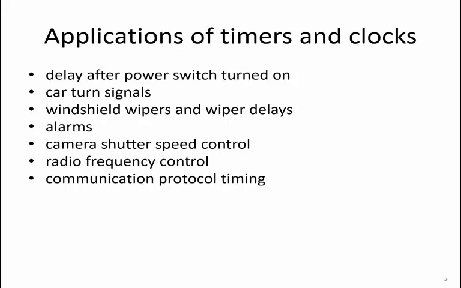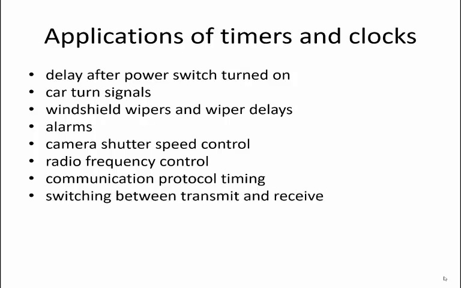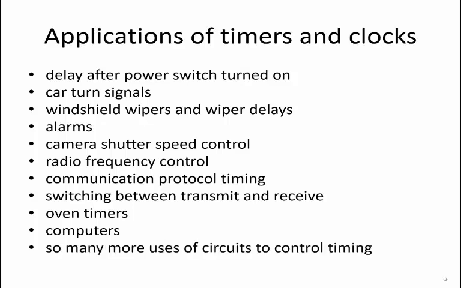A lot of times in communication, what's important is how soon things happen, and so controlling the timing allows communication to be possible. Switching between transmitting and receiving, oven timers, even something as simple as a toaster, to have a timer that goes off at a specific time so you don't burn your toast. And computers, if you think about it, every operation on a computer depends on a certain timing of the clock in the computer. So many more uses of circuits to control timing. Timing control is so important in electronics.